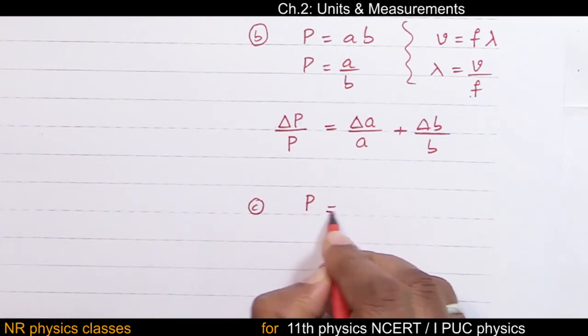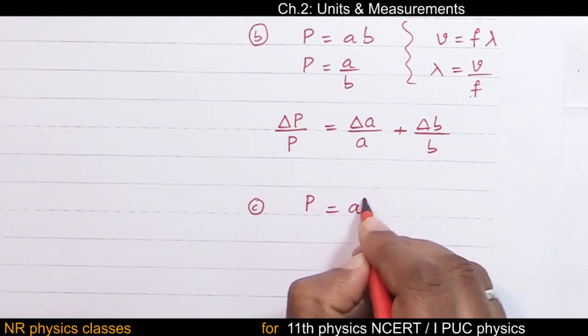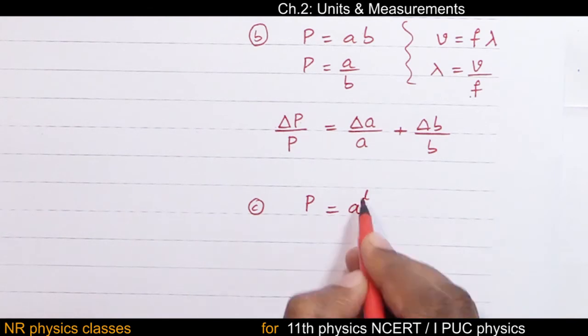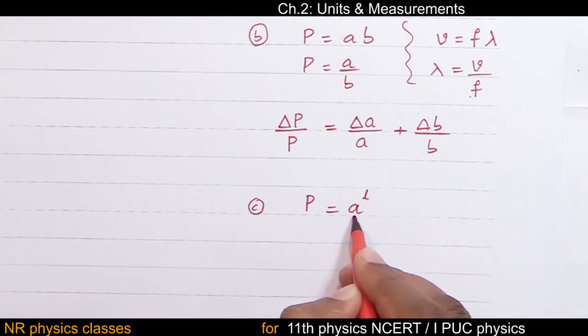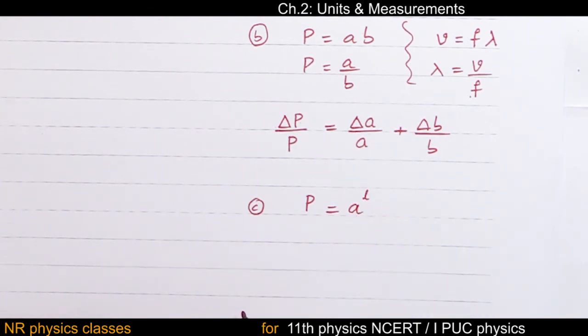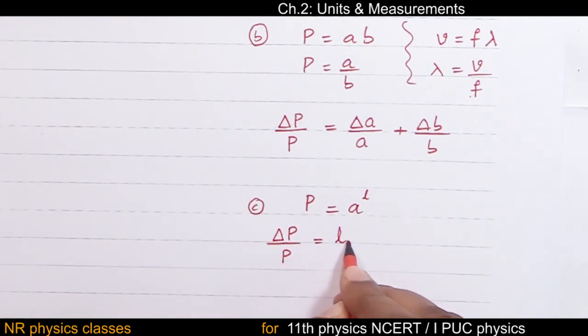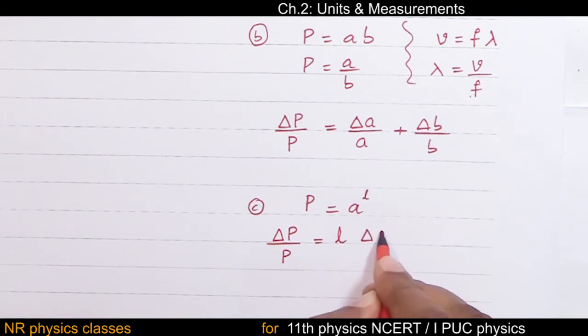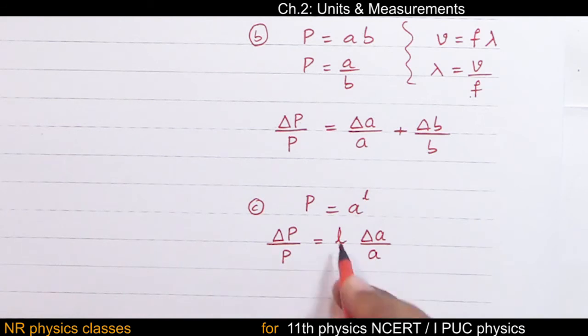P equal to A to the power of L. This L is the power of this quantity A. Then the maximum relative error, denoted by delta P by P, is equal to L times the maximum relative error in the measurement of A. So it is power times delta A by A.